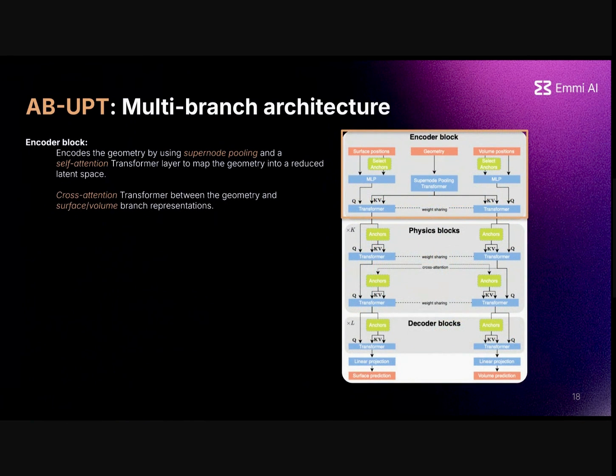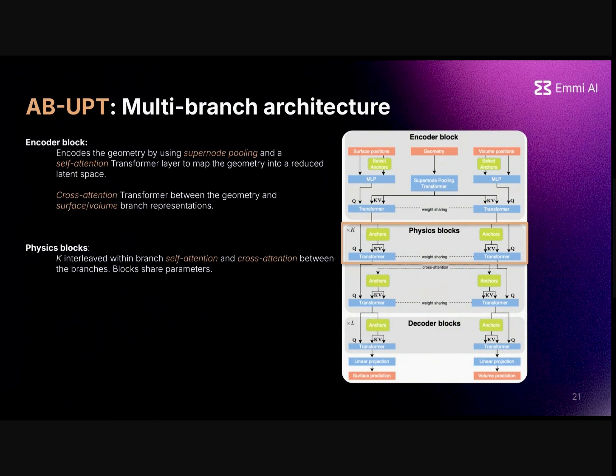So this is a very high-level overview of how we implement it on the network architecture level. For all the details, we refer to the paper, but we will go over it step by step, to give you an idea of how this is modeled. We first start with the encoder block, which encodes geometry by using a supernode pooling layer followed by a self-attention layer to map the geometry into a small reduced set of latent tokens. There is cross-attention with the transformer layer between the geometry branch and the surface and volume branches, for the surface and volume branches to retrieve the information they need from the geometry.